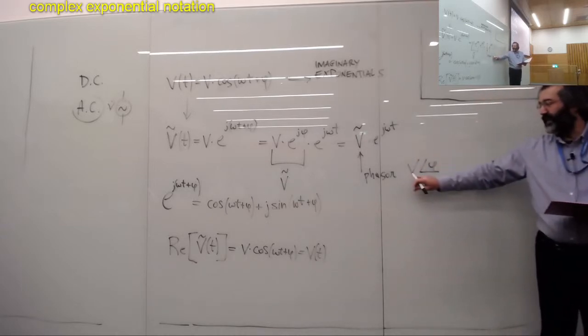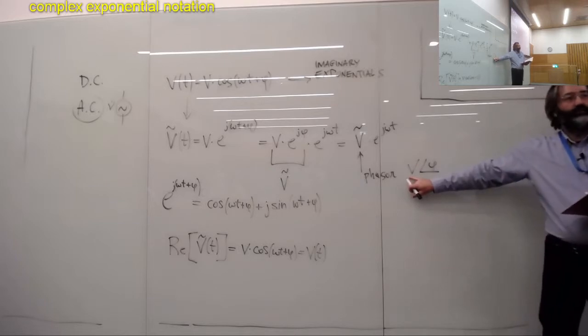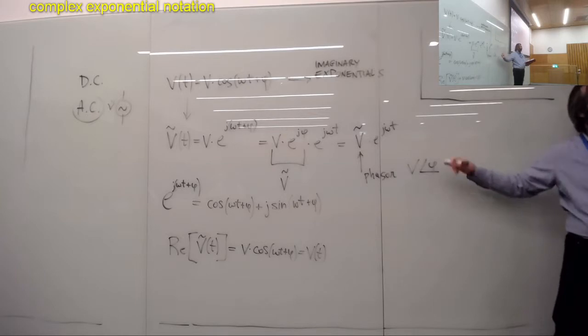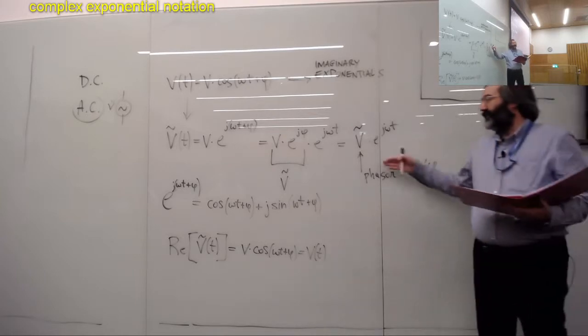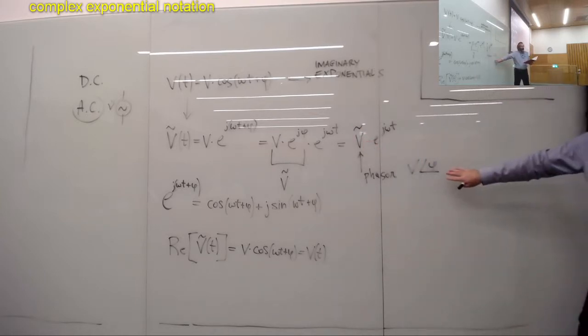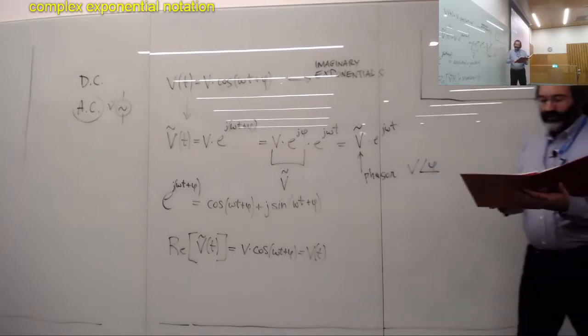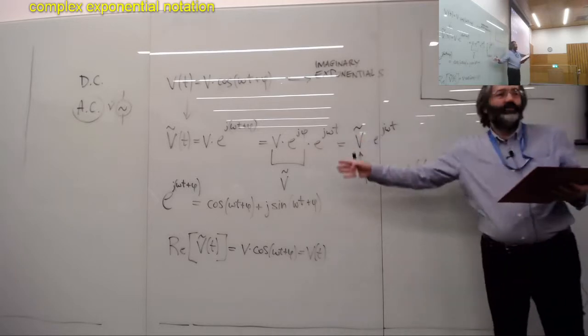This means that V is the amplitude of the signal, and phi, this is the angle, if you like, is the phase. This is an equivalent notation. I will not be using it, I'm just telling you, you will find it in some books. Okay, so what does this all mean now?